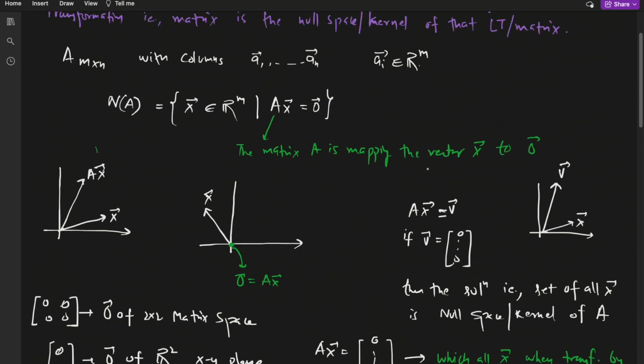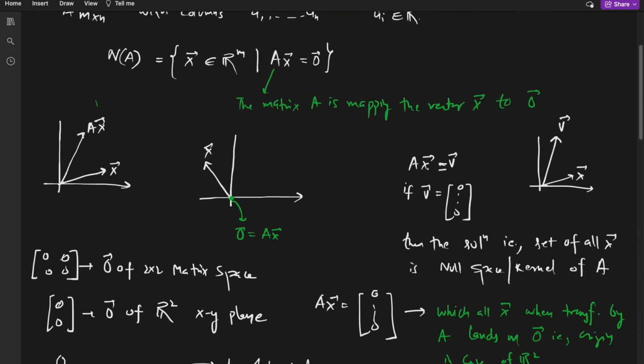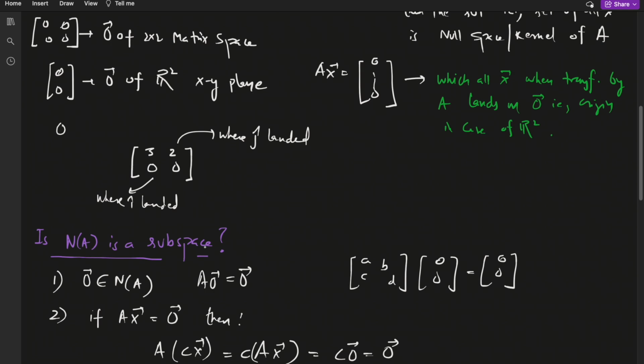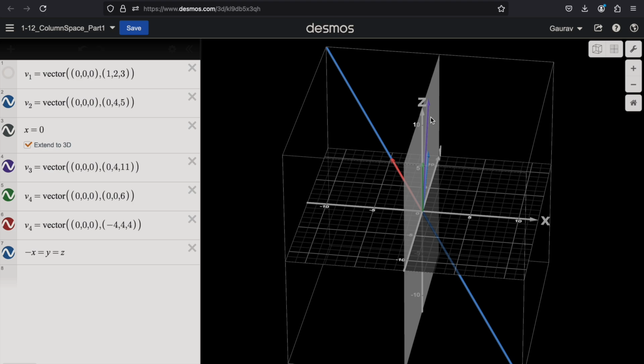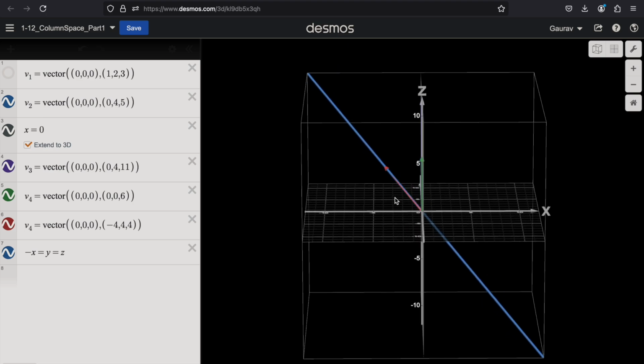So in this video we have basically seen what null spaces are, what the definition of a null space is, and whether the null space is even a subspace or not. And we have seen some good visualization of the previous matrix in which we explained the column space.